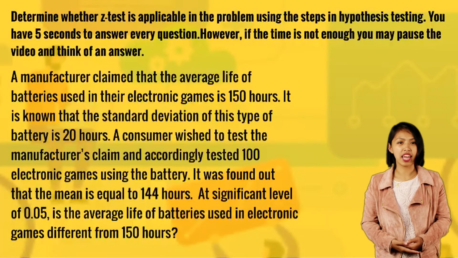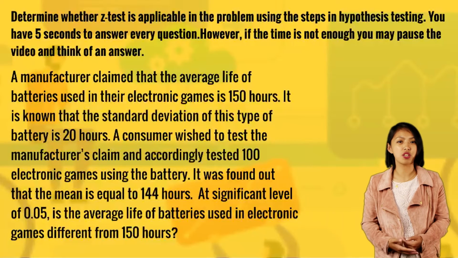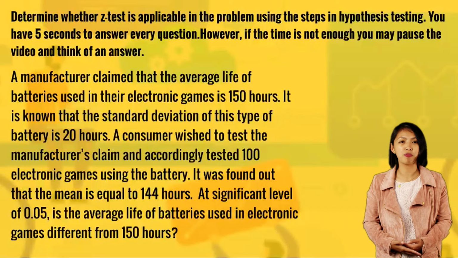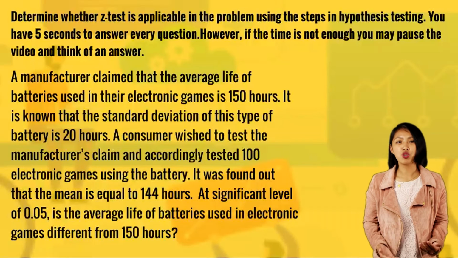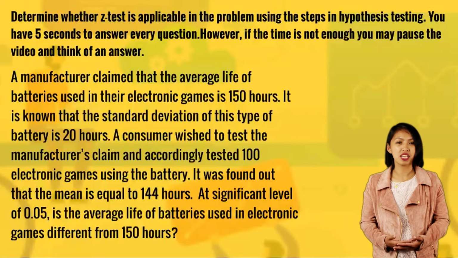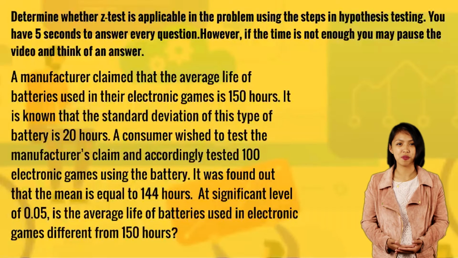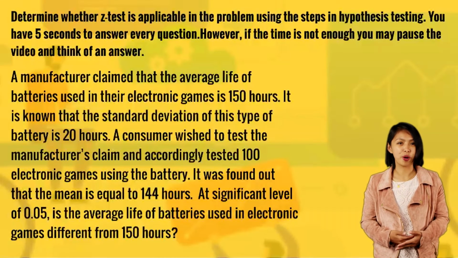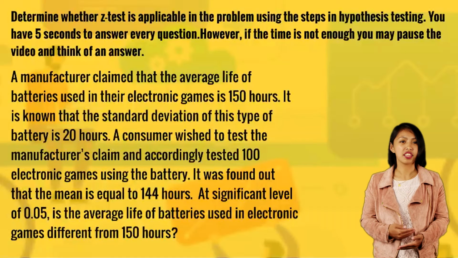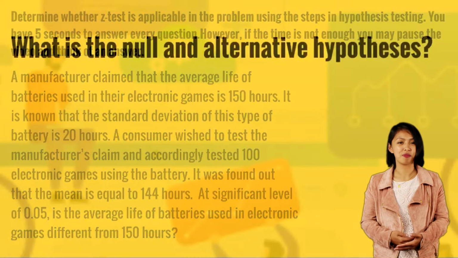A manufacturer claimed that the average life of batteries used in their electronic games is 150 hours. It is known that the standard deviation of this type of battery is 20 hours. A consumer wished to test the manufacturer's claim and accordingly tested 100 electronic games using the battery. It was found out that the mean is equal to 144 hours. At significant level of 0.05, is the average life of batteries used in electronic games different from 150 hours?